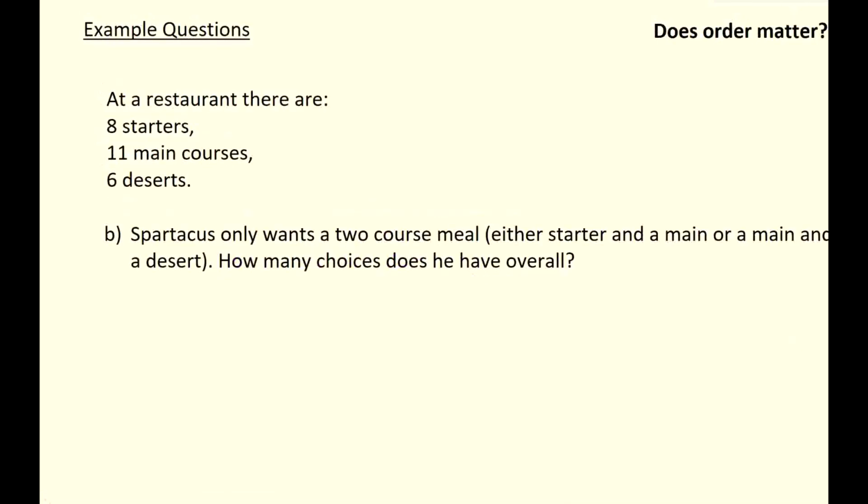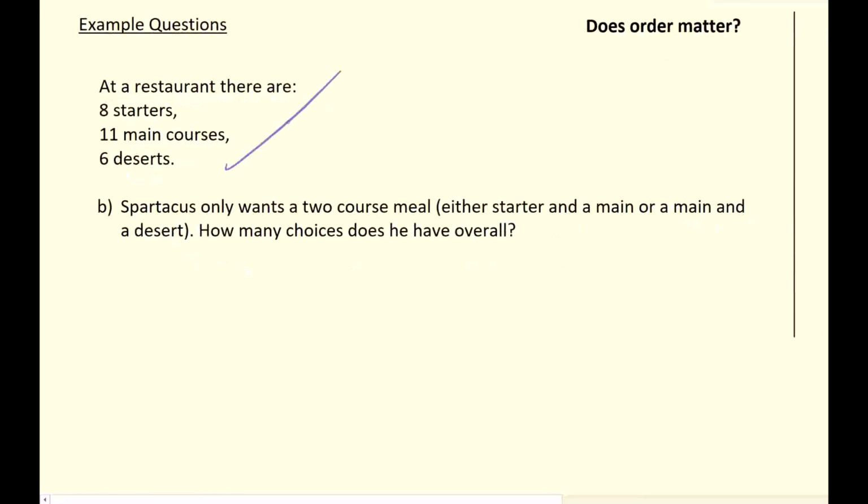Let's change it slightly. So in this question, we've got the same menu, and here Spartacus only wants a 2-course meal. So he either wants a starter and a main, or a main and a dessert. And then how many choices does he have overall?